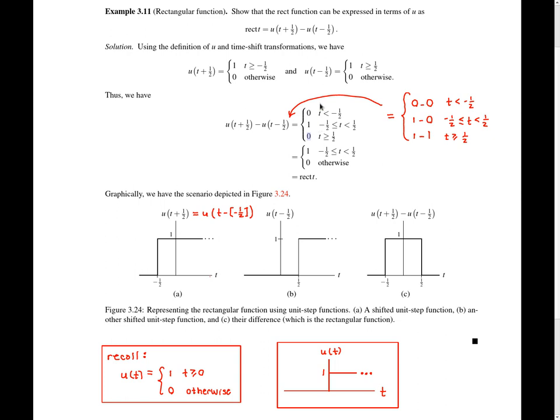So we can collapse two of these cases together just by observing that the function is equal to 1 in this case, where t is between minus 1/2 and plus 1/2, and it's 0 otherwise. So we can collapse this down to two cases. And this is just the definition of the rectangular pulse. The rectangular pulse is equal to 1 between plus and minus 1/2, and it's 0 otherwise. In other words, we have this function here, which is just the rectangular pulse function.